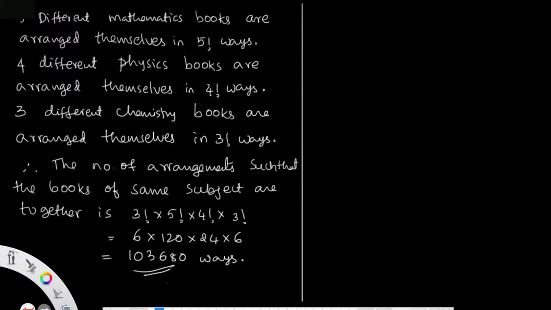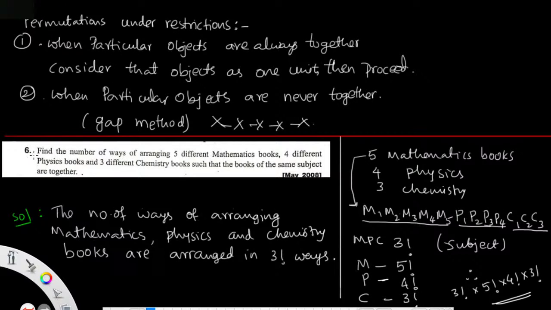Okay. But the question is given, you think first. Find the number of ways of arranging 5 different mathematics books, 4 different physics books, and 3 chemistry books such that the same subjects are together. So first we have written the number of ways of arranging mathematics, physics, and chemistry books as 3 factorial. Why? Because as per subject arrangement, it is either MPC or CPM, like this. So how many ways can you get? That means 3 factorial ways subject-wise.